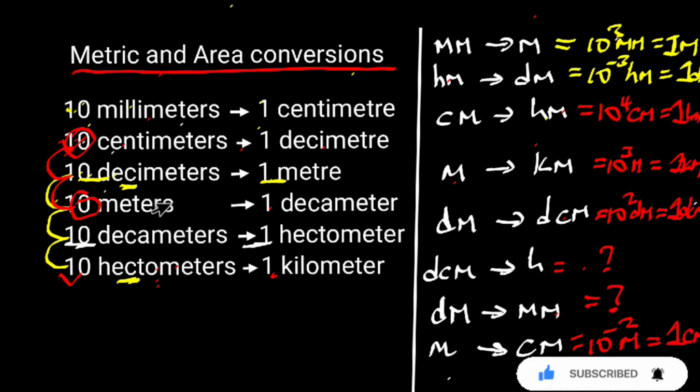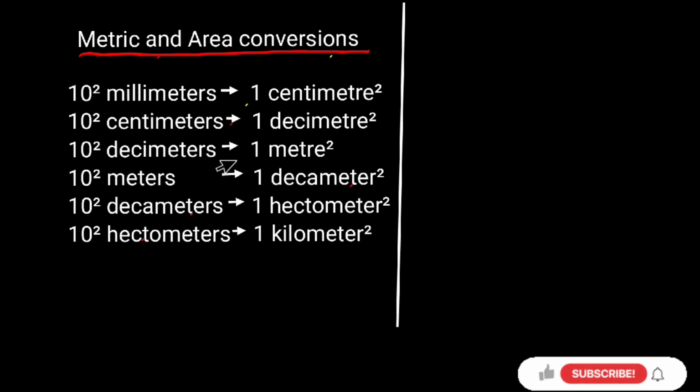So let's look at area conversion. For area conversions, we have that 10 square millimeters is equal to 1 square centimeter, 10 square centimeters equals 1 square decimeter, then 10 square decimeters equals 1 square meter, all the way to 10 square hectometers equals 1 square kilometer. So let's assume we want to convert from square millimeters to square decimeters. These are 10 square millimeters, and these are 10 square decimeters.